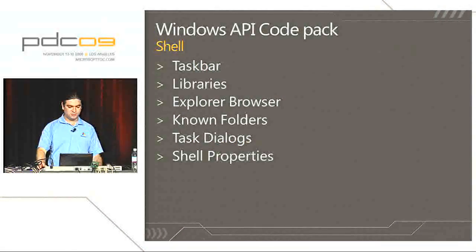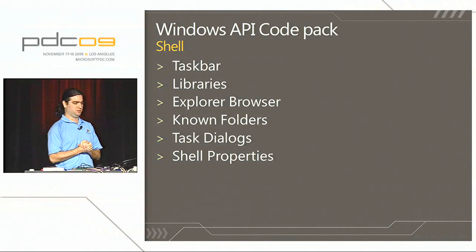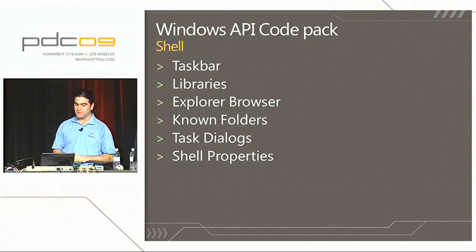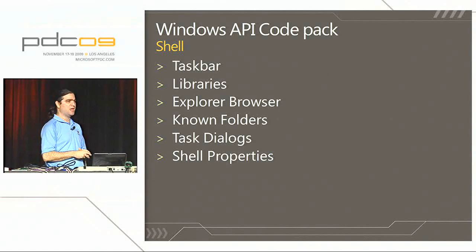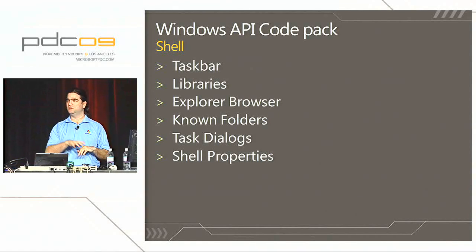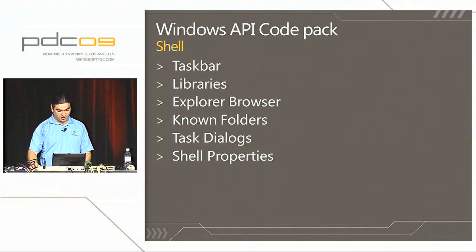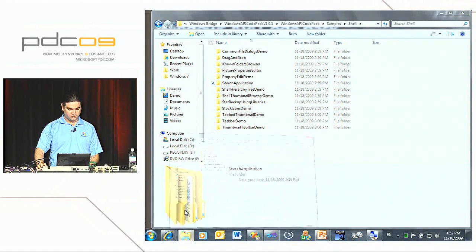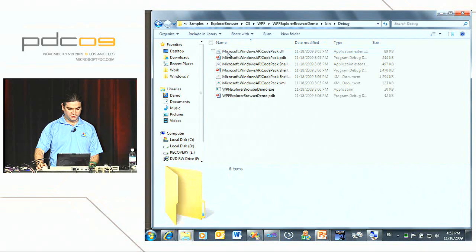So 20 minutes into the session, let's see some code. Specifically, the Windows API Code Pack includes the shell. In the shell, you have obviously the taskbar, which we all expect. Libraries support as well. We have some controls like the Explorer browser. And the nice thing about the API Code Pack is that it gives you a really comprehensive way to work with the Windows shell. And you can do a lot of things that you wouldn't expect from a regular managed code app. For example, you can have this.